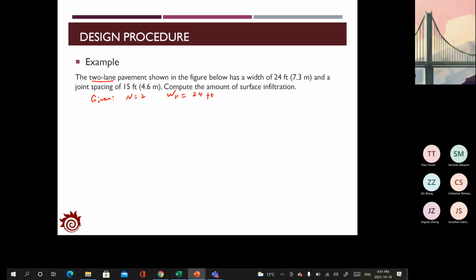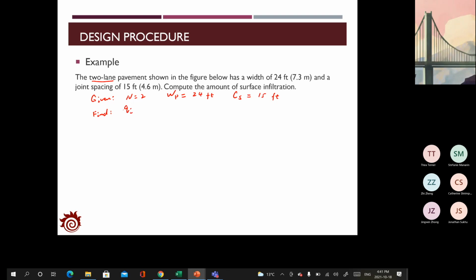And at last, we know the spacing of the joints. That is 15 feet. Okay, and we want to find out the value of the surface infiltration. So that is Qi.